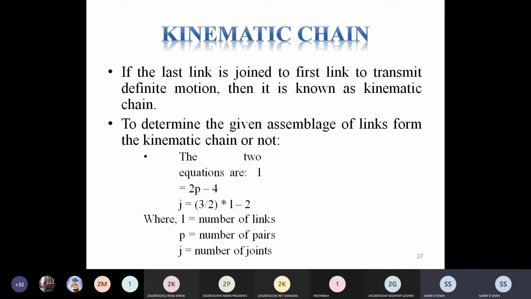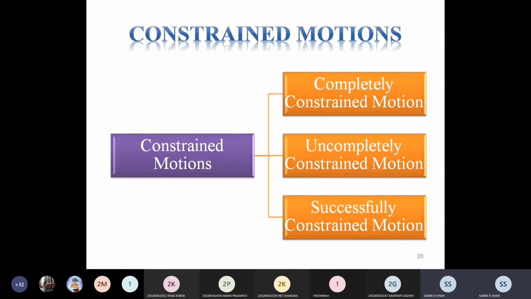If we put the concerned values in the above equations, then we can find out whether the chain is a kinematic chain or not. So for that we will discuss one by one. Initially, the first one is constrained motion. Constrained motion is divided into three parts: completely constrained motion, incompletely constrained motion, and successfully constrained motion. You remember these three names.